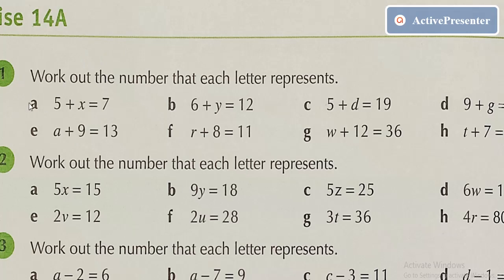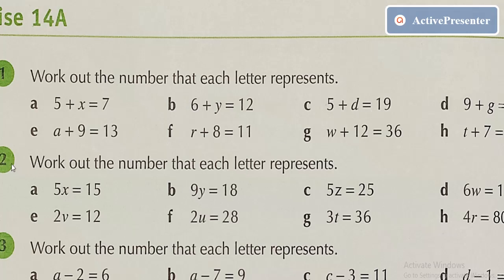For the first one, exercise 14a, page 268. For the first exercise, you have to work out the number that each letter represents. So again, a variable, a number, and you need to work out the value of this variable. We have 5 plus x, so there's an addition here. You need to subtract. Remember, whenever you have an addition, just subtract. It applies for the rest of these exercises here.